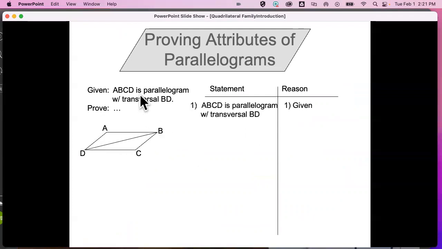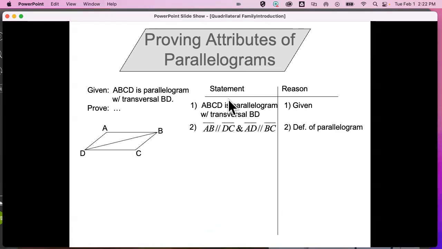So if we're going to make a proof, the first thing we'll do is start with a given. ABCD is a parallelogram with a transversal BD, given. Once we know this is parallel, transversal, what else would be helpful? Oh, the reflexive? Yeah, good. We're going to get that in just a second. But yeah, Marco.